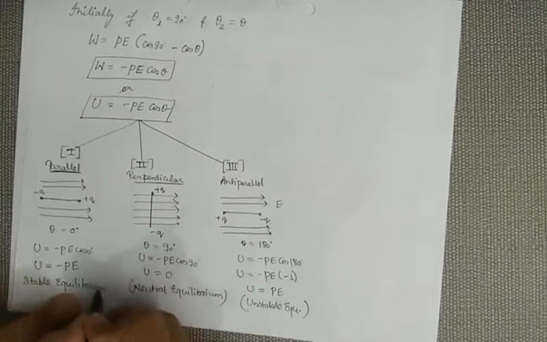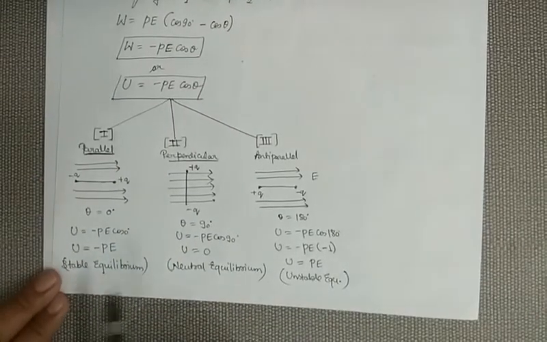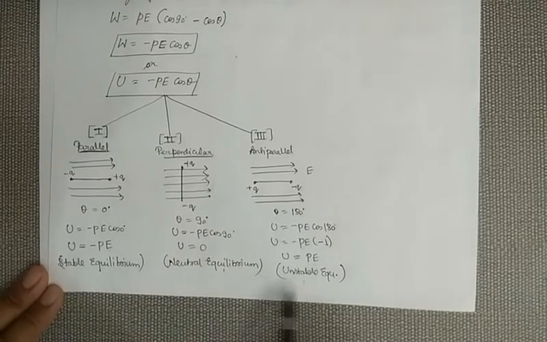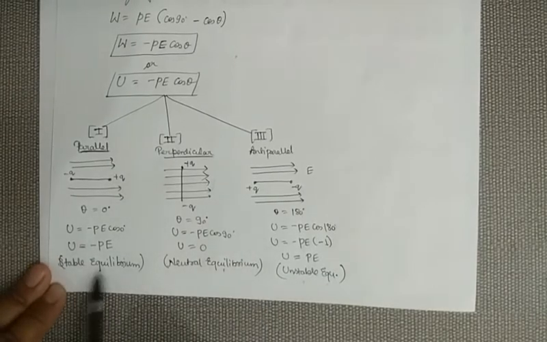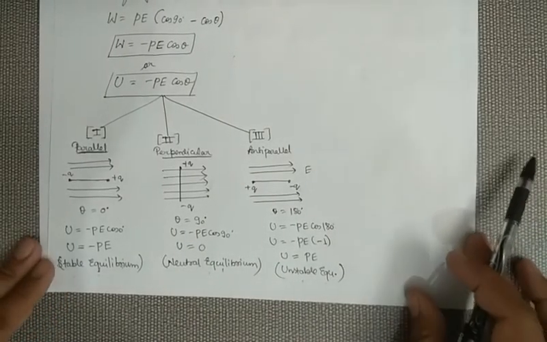So just remember the three states of equilibrium, which are very important to us: stable equilibrium, neutral equilibrium, unstable equilibrium. In questions, their names have been used, stable to unstable or unstable to stable. So you just remember the angle. For stable, theta is always 0. For neutral, theta is 90. And for unstable, your theta is 180.